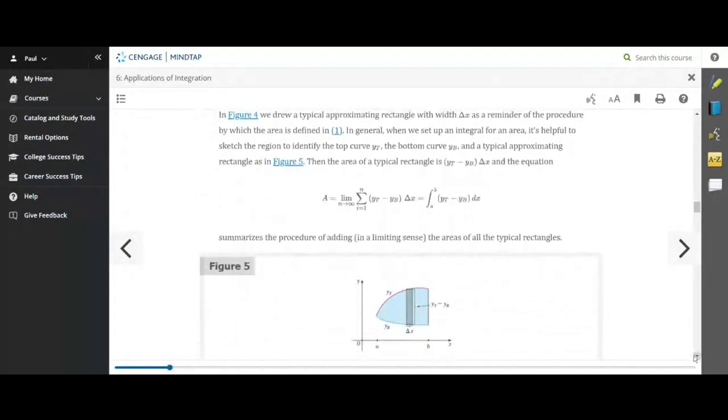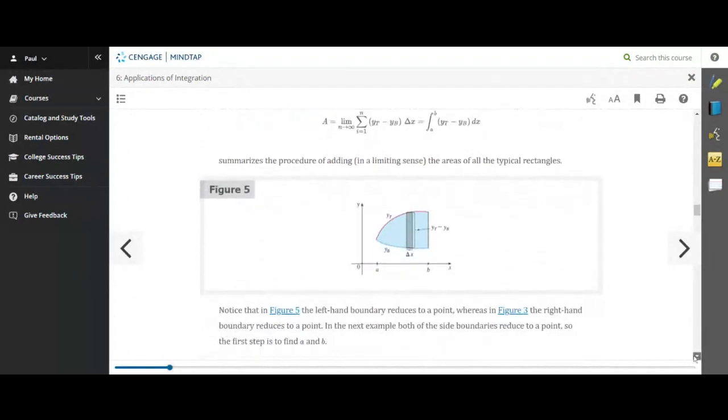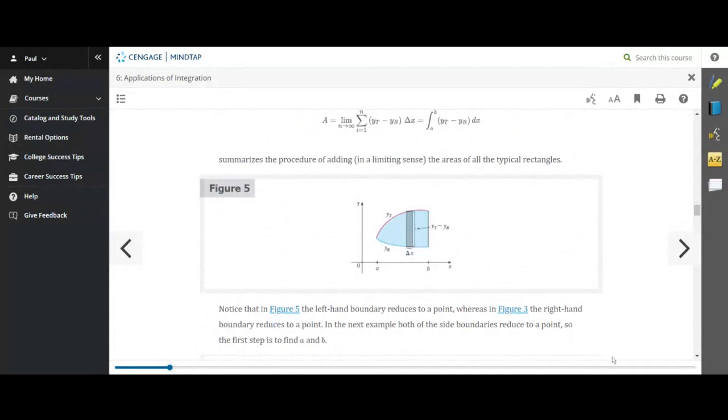So figure 5 really was a situation where, if we want to be a little more general here, you have a function on top and a function on the bottom. They call the function on top y sub t, and the function on the bottom y sub b, for the bottom function. Okay, so that's the scenario there.